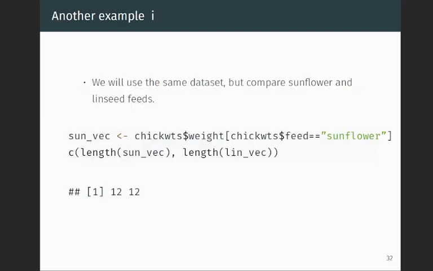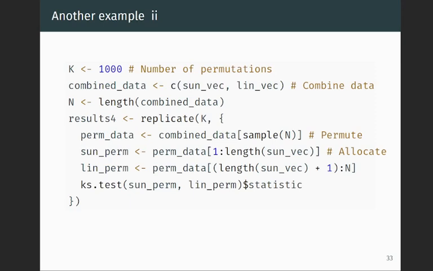Okay, so that was one example. Let's do a different example just to see what happens for two distributions that are more different. So we'll compare sunflower with linseed feeds. So first I'm going to extract the weights corresponding to chicks fed with sunflower. And you can see now we have 12 observations for each. And then the rest of the computation is the same as before. Now I'm creating this combined data, which is different than the one earlier. Now it's sunvec, linvec, but the rest is the same.